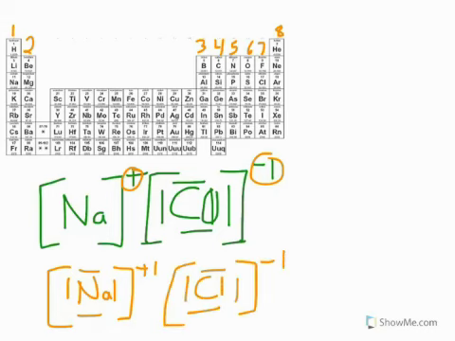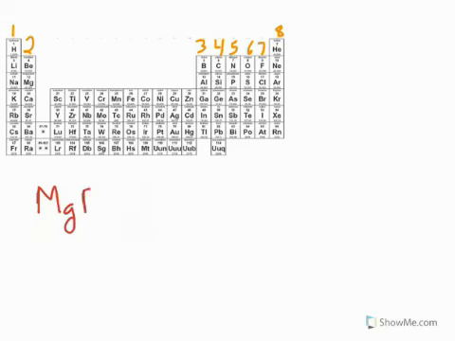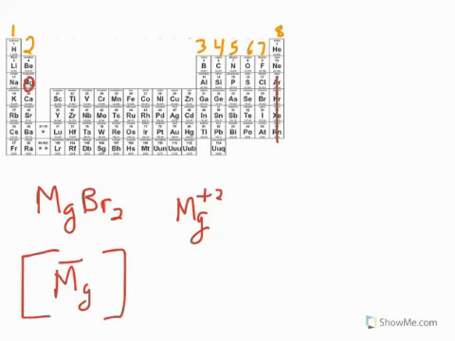Either way is acceptable. Let's do another example. How about magnesium bromide? Now we know the formula for magnesium bromide is MgBr2. So magnesium is right here. We know it's a plus 2. It has 2 valence electrons. It loses 2 to get to this column. So magnesium is going to be plus 2. So we write the Lewis dot structure for magnesium with a bracket around it. I'm going to put my valence electrons around it and a plus 2 out here.